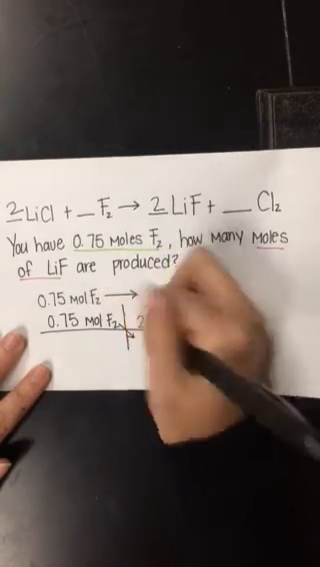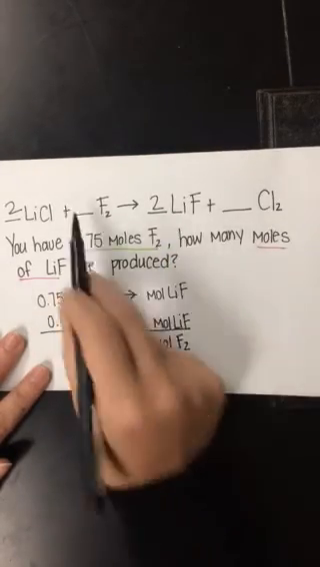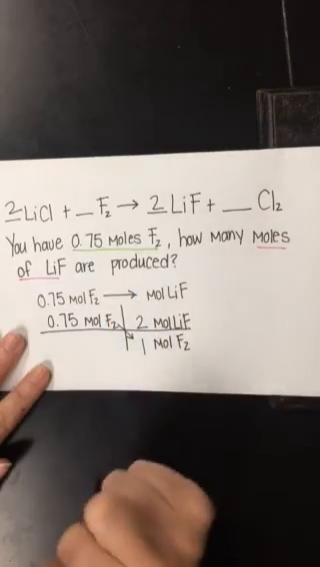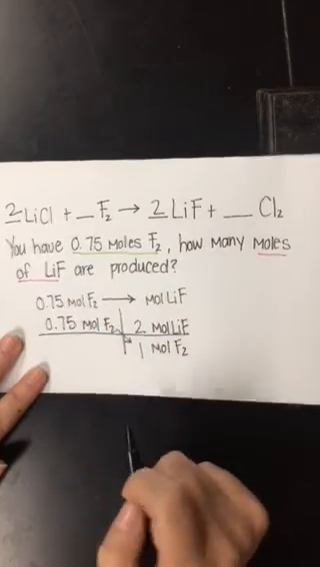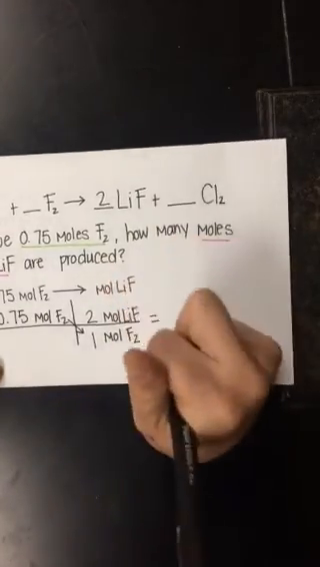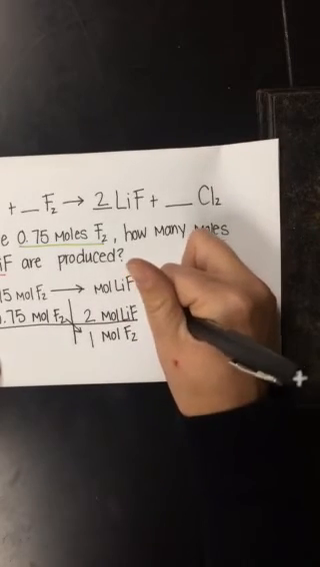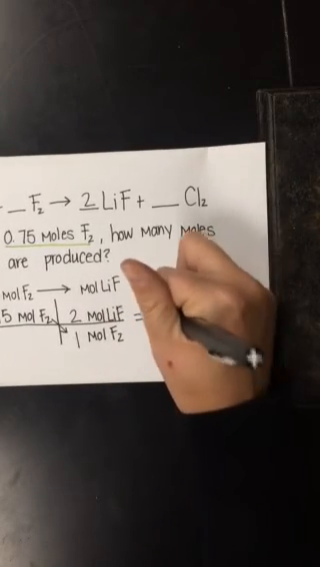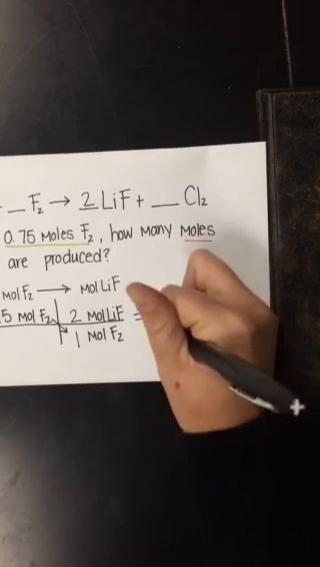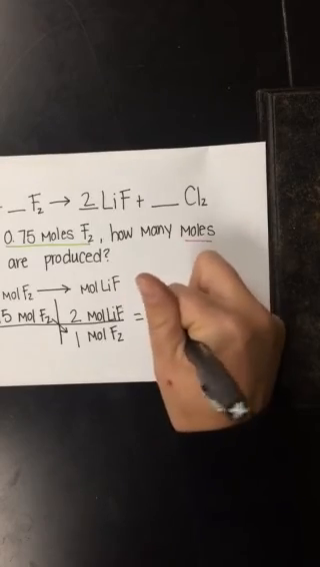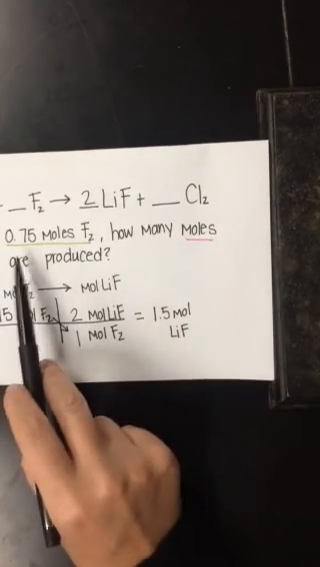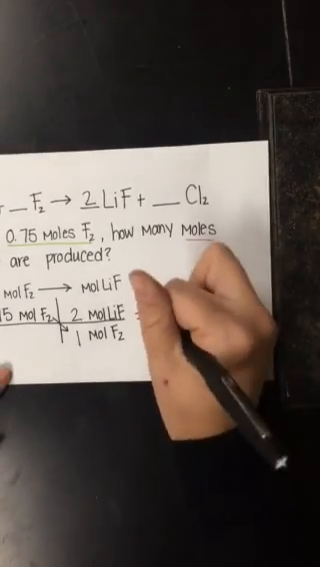We had 2 moles of LiF in our equation and only 1 mole of F2. We're going to multiply across the top, divide going down. When you do that, you should get 1.5 moles of LiF. We were given 2 sig figs in our equation. We have 2 sig figs in our answer.